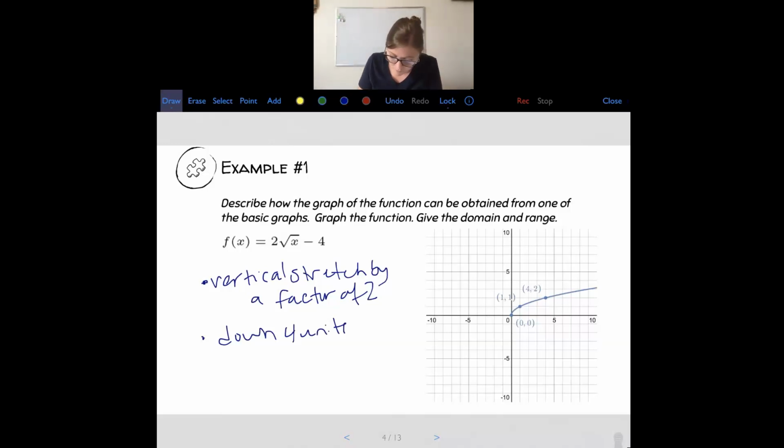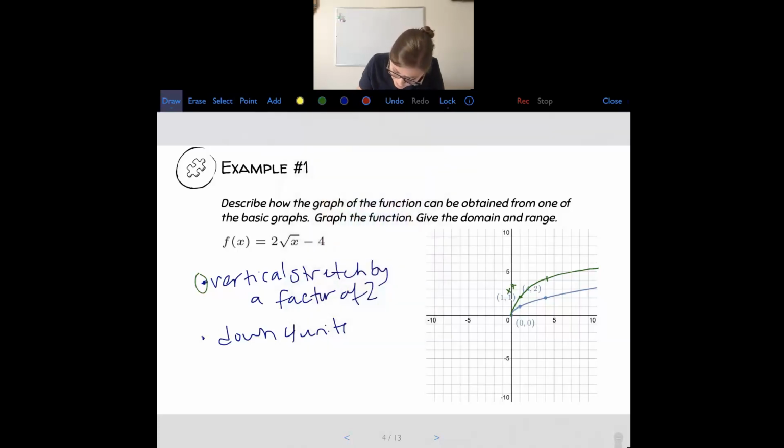So 0, 0 is going to stay as 0, 0. For 1, 1, we can multiply the y value by 2, because that's our stretch, so that's going to give us a new point of 1, 2. If we do the same thing here, we're going to end up at 4, 4. The green is just with the vertical stretch by a factor of 2. And then we have to move this down 4 units. We should keep it red.